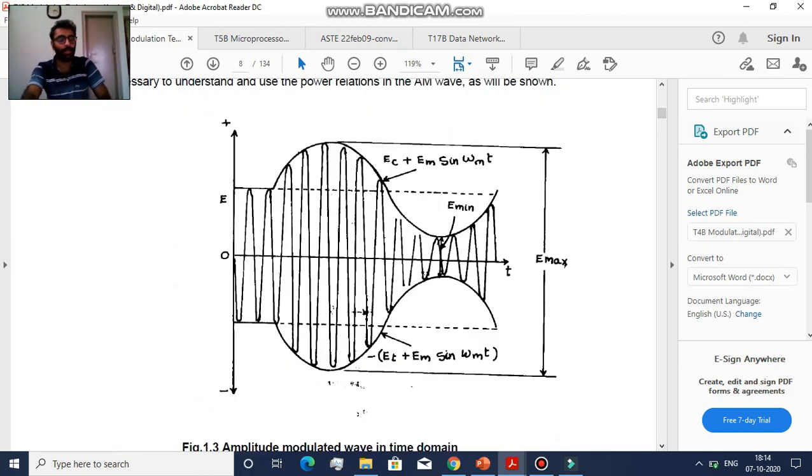So this is the frequency representation of the AM signal. And if you look at the time domain representation, this is what it will look like. Initially the amplitude is nothing but the amplitude of the carrier signal, but as you superimpose the modulating signal on it, the amplitude of the carrier signal starts changing with the instantaneous voltage of the modulating signal. As the modulating signal increases, the amplitude of the carrier signal also increases. Here you can see the Emax and Emin.